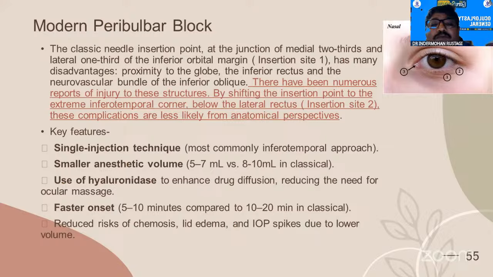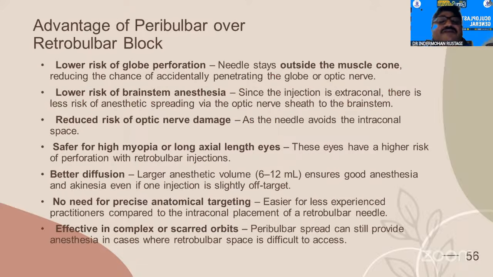There is another term called the modern peribulbar block. In the modern peribulbar block, we have shifted the technique to a single injection, and that is again inferotemporal, and the volume is again 5 to 7 ml, and there is faster onset. Here there is reduced risk of chemosis and lid edema, and IOP is not raised because less volume is injected.